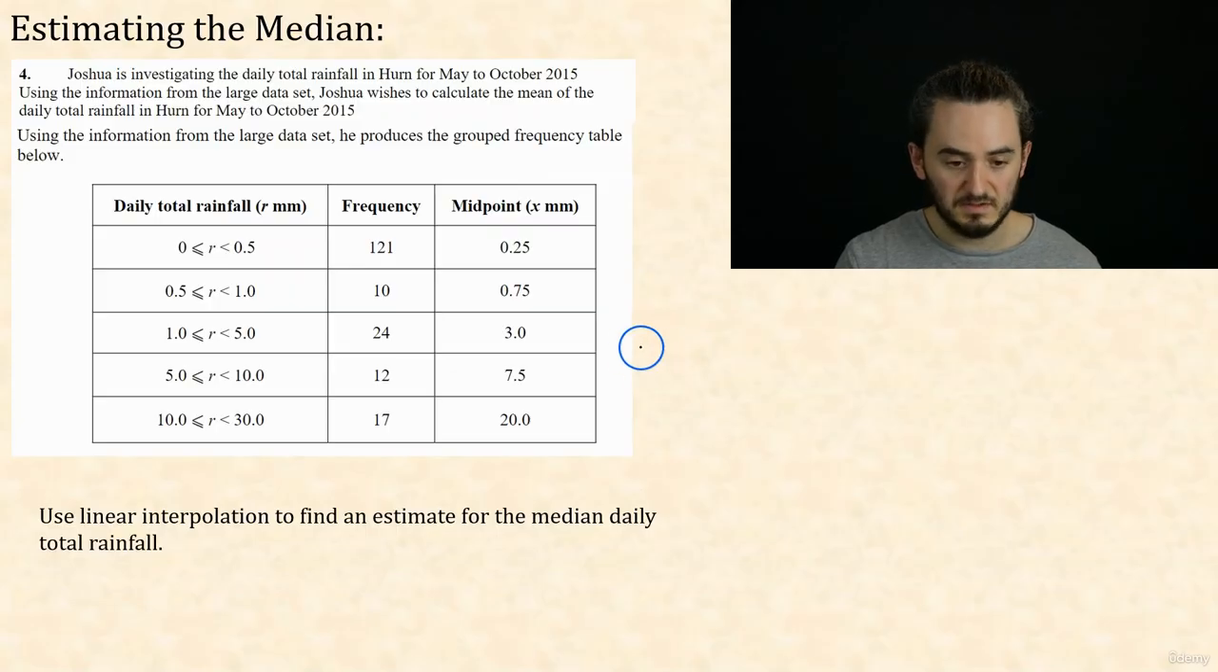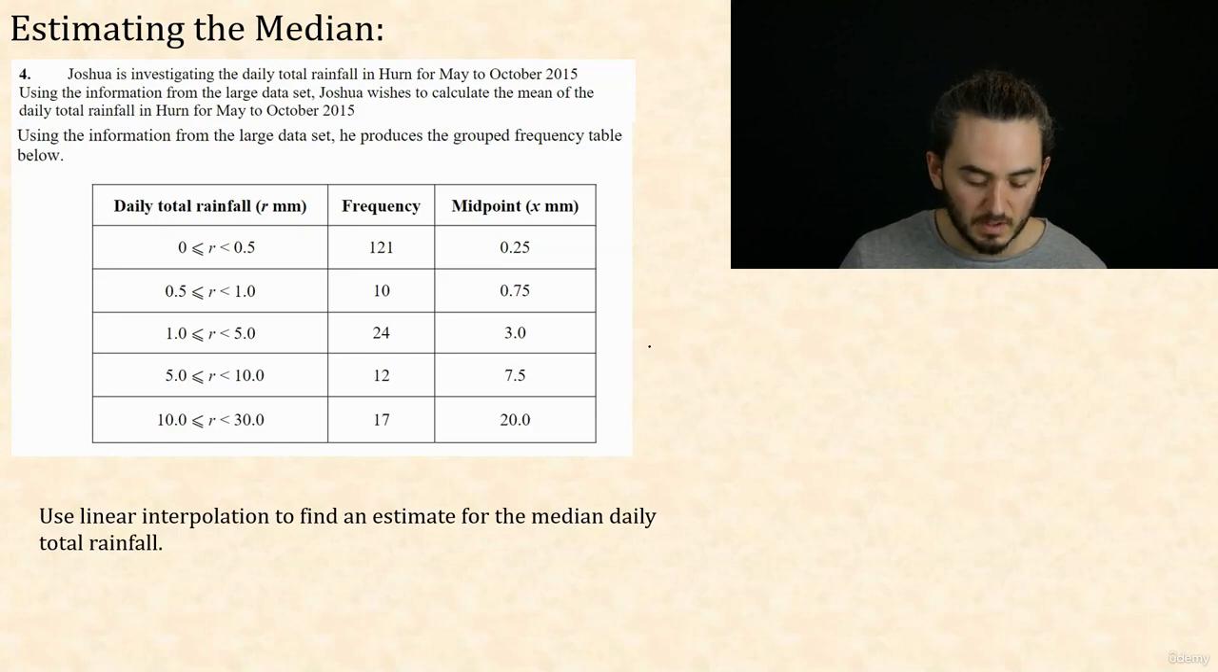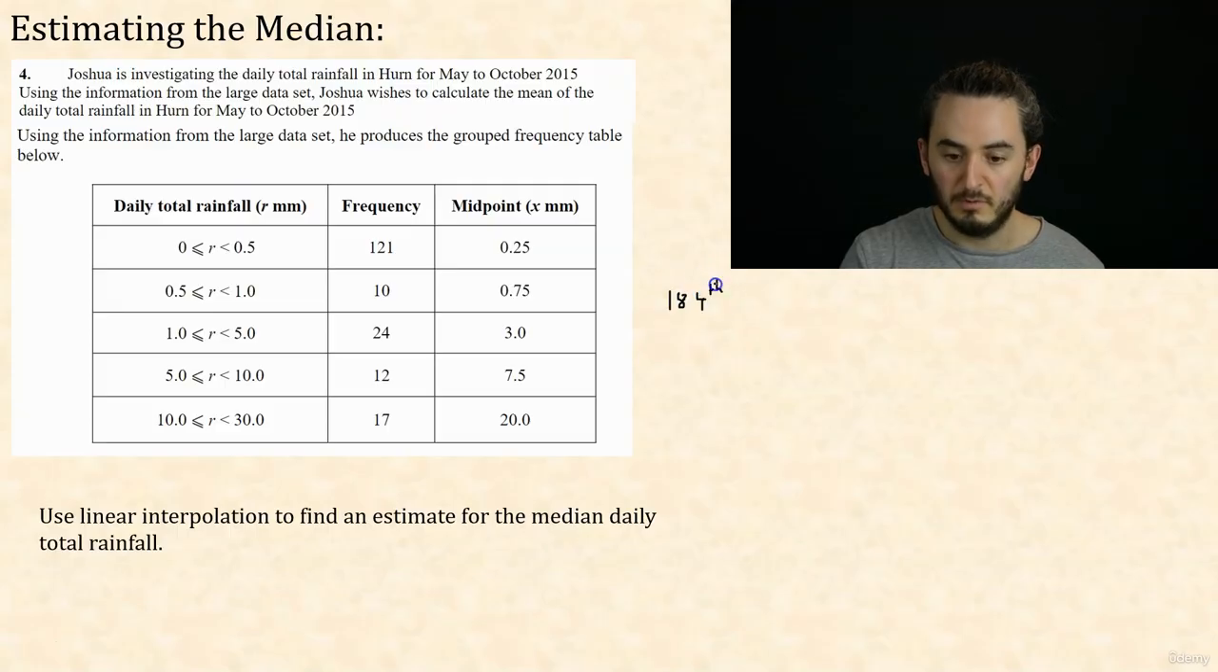So the median day, if we had them all listed together, is the middle day. So the first thing to do is to figure out what's the middle value. Well, it doesn't tell me how many days I've got, so I need to add up the frequencies. So 121 plus 10 plus 24 plus 12 plus 17 is 184. So I'm not looking for the 184th because that's all of them. I'm going to divide that by 2.